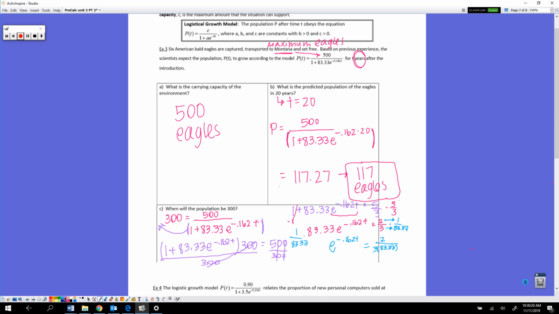Now, we've got bases that are different, so we'll take the natural log of both sides. The natural log of e cancels. Negative 0.162 t equals the natural log of 2 divided by, what would this be? 3 times 3 is 9, 9.9, 8 times 3, 24. Try to get t by itself. So again, we're going to divide by that negative 0.162, or you can say multiply by 1 over that.